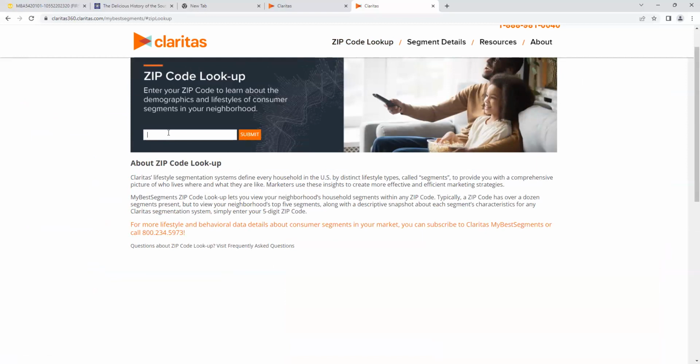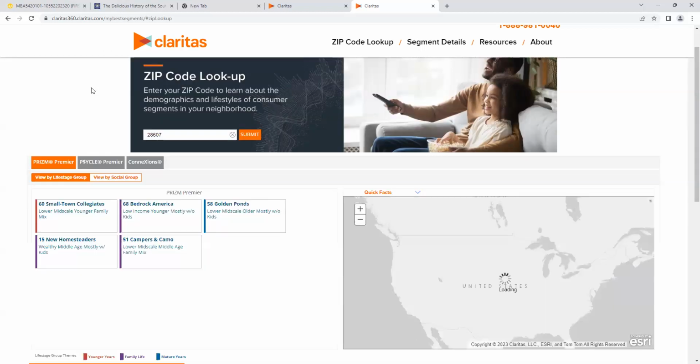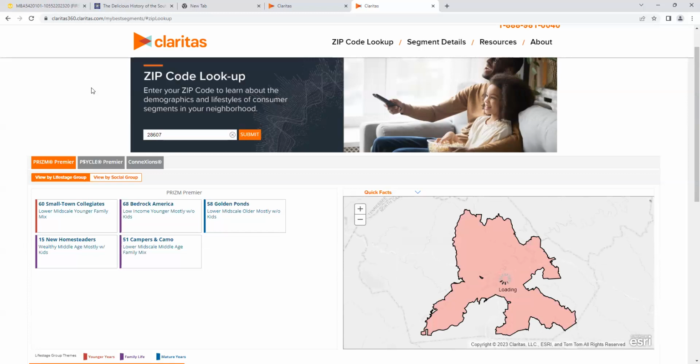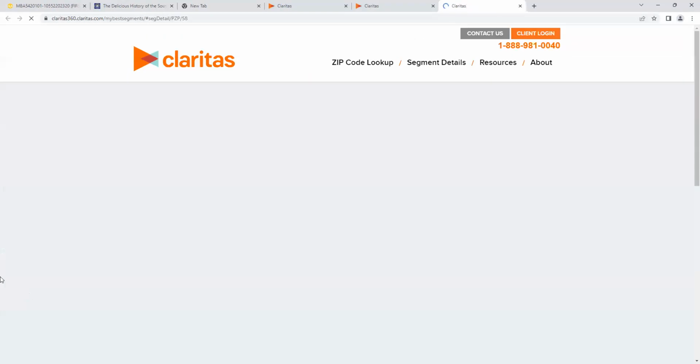Anybody got another zip code? 28607. Us, all right. Who are we? Let's see who we are. All right, so it's going through the database. And it has Small Town Collegiates, Bedrock America, Golden Ponds, New Homesteaders, and Campers in Camo. Well, we know who they are. Who would you like me to look up? Golden Ponds. Let's see who the Golden Ponders are.